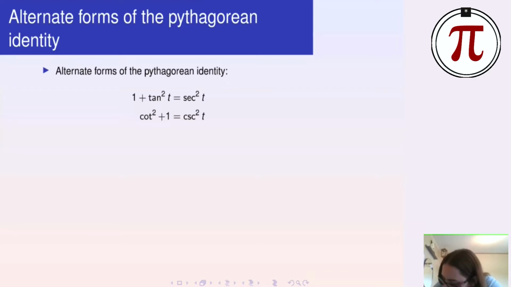Today we're going to move on to introduce some more interesting relationships among the trigonometric functions. Here are alternative forms of the Pythagorean identity. Does anybody remember the original form of the Pythagorean identity? It is cosine squared t plus sine squared t equals 1. This is the original one, so let's mark it with a star.